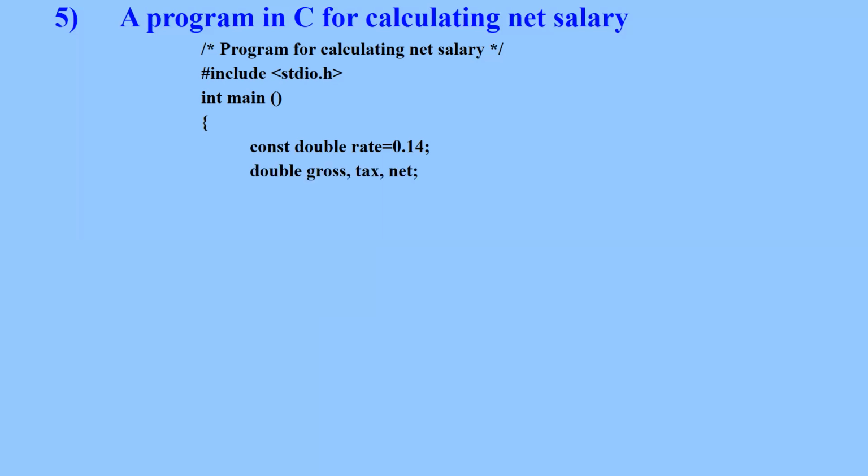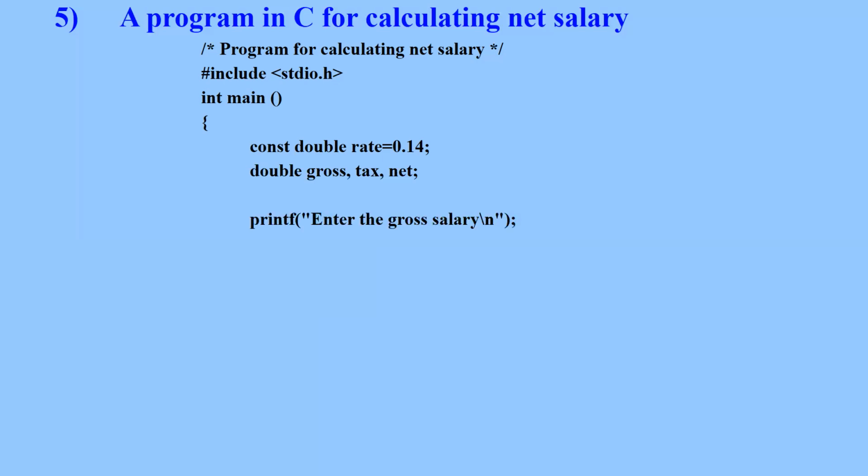Next is the declaration of three more variables, which are going to hold data that contains decimal points or fractions. One is called gross, the other one is tax, the other one is net.